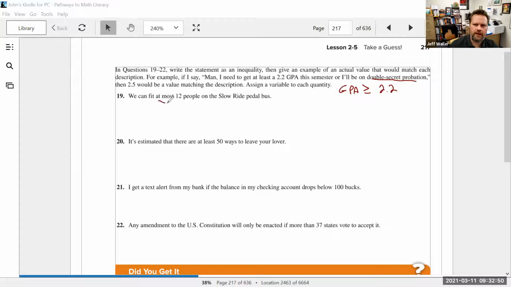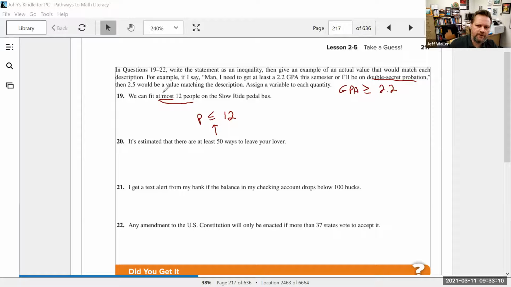We could fit at most 12 people. I love at most. We could fit at most 12 people. So let's use the letter P for people. What symbol am I going to put in the middle? At most 12. Less than or equal to. Good. People have trouble with at most and at least.